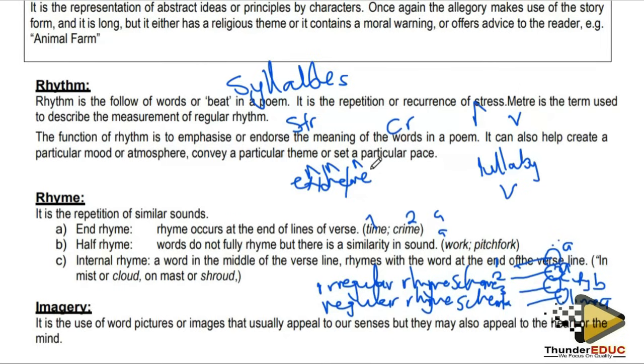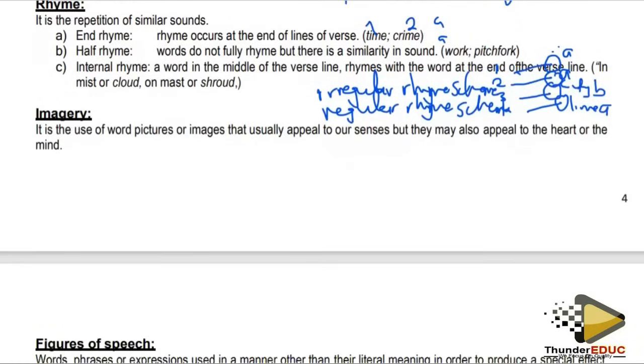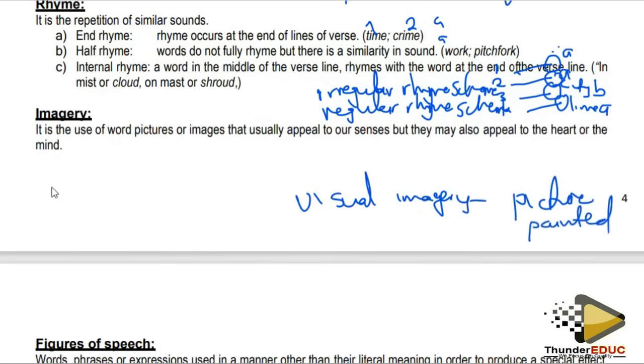I'm now going on to imagery. Imagery is what we call our figures of speech. It comes in two ways. The first is visual imagery, whereby a picture is painted for you in words. So if the picture is painted for you in words, it becomes visual imagery. It can be a word that evokes an image in you, or an image that appeals to your senses, your heart or your mind, to your emotions. That's what we call visual imagery.